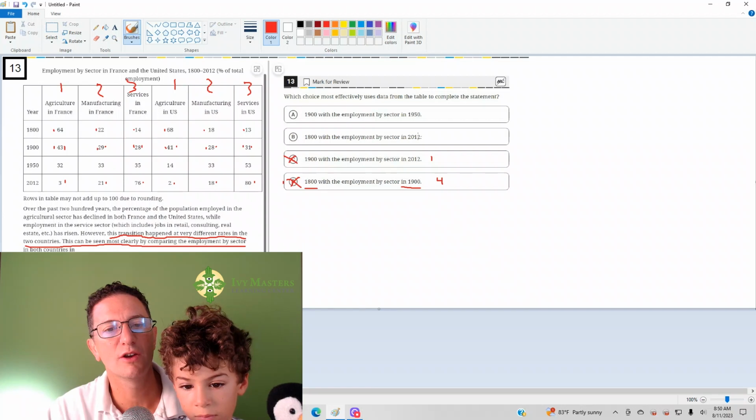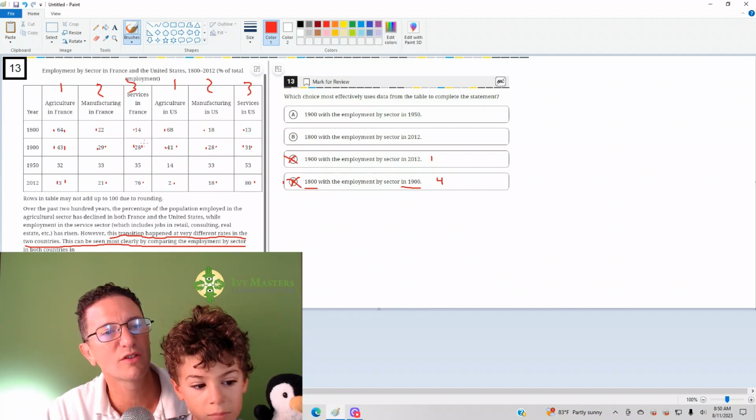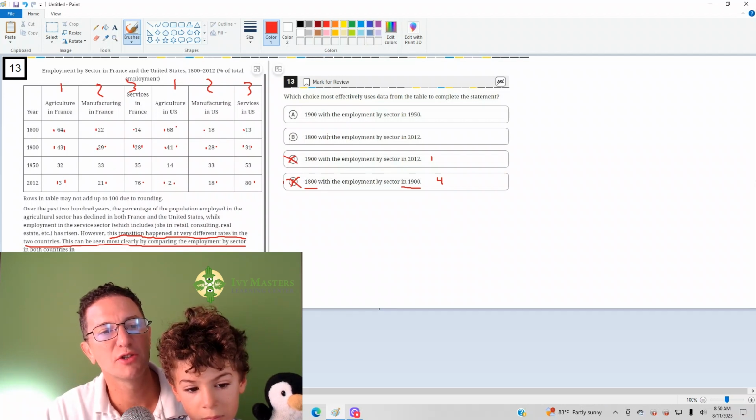Let's compare 1800 with 2012. We go from 64 to 3. That's a change of 61%. 68 to 2, that's a change of 66%. So 61 to 66, that difference is 5. And then if we go 1800 to 2012 in manufacturing, 22 to 21%, that's a decrease of 1%. And manufacturing in the US is the same. So the difference between the changes is just one there.